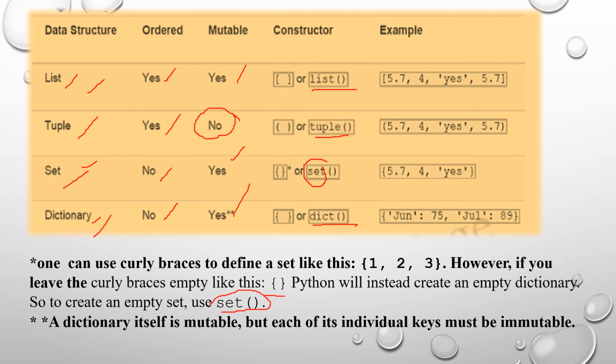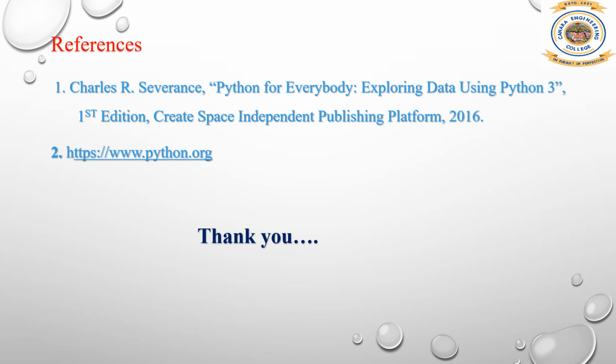A dictionary itself is mutable, but each of its individual keys must be immutable. These are some references. Thank you.